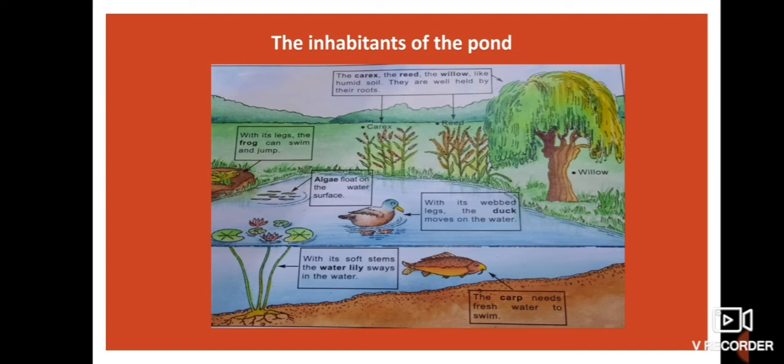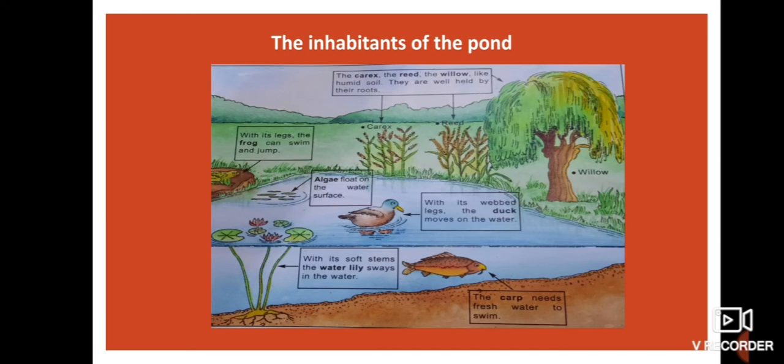The plants of the pond are the carex, the reed, and the willow. These plants like humid soil and they are well held to the soil by their roots. Other plants of the pond are the algae that floats on the water surface and the water lily that sways in the water with its soft stems.